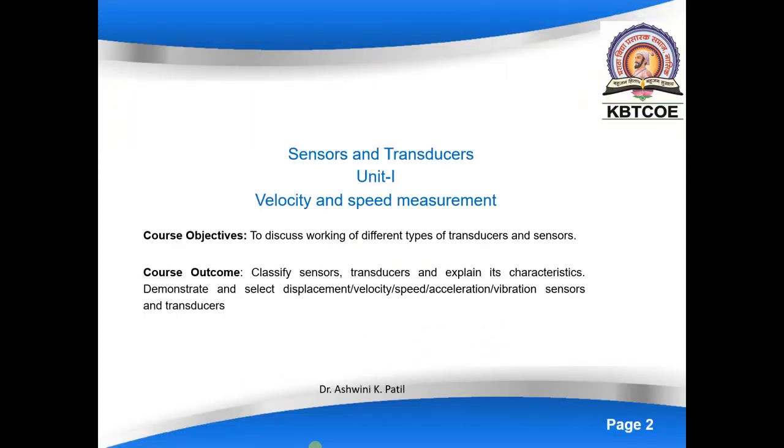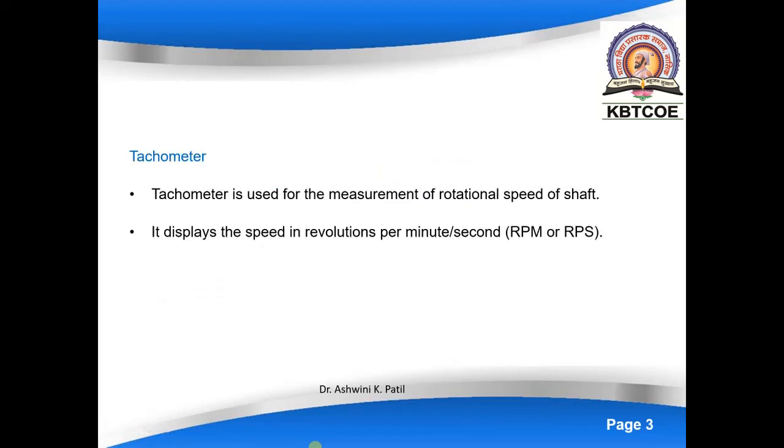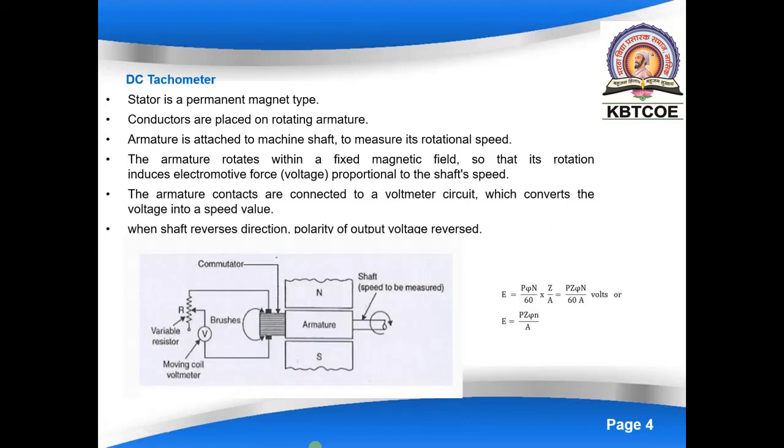In this session, we are going to discuss the velocity and speed measurement. The tachometer is used for the measurement of rotational speed of a shaft, of a motor or any engine, and it displays the speed in RPM or RPS, that is revolution per minute or revolution per second.